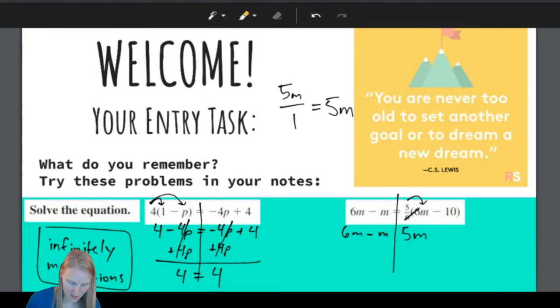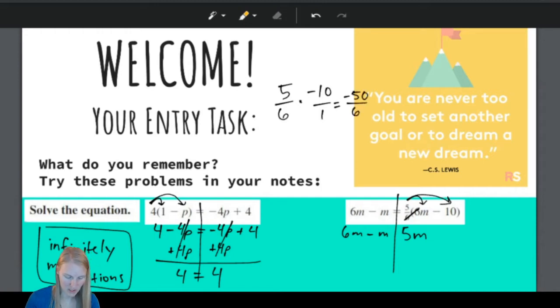and then 5/6 times negative 10. Right, we gotta write this out again. 5/6 times negative 10 over 1. This is negative 50 over 6. And let's see. We can divide the top and the bottom by 2, and we get negative 25 thirds. And I think that is all we can simplify this. So we have minus 25 thirds. Oh, and don't forget your equal sign. Always keep the equal sign.